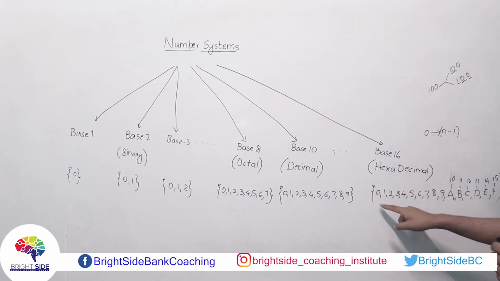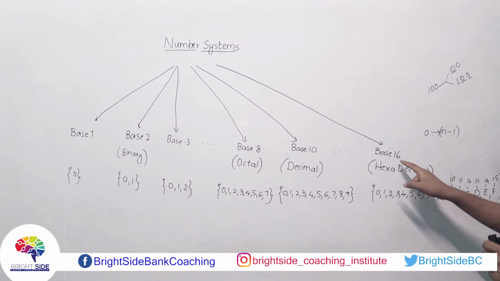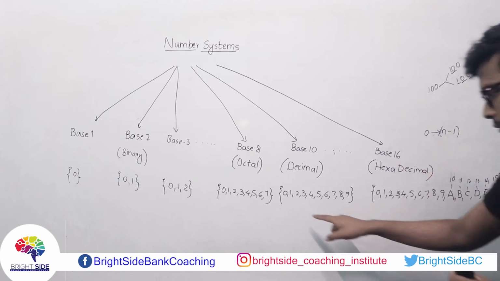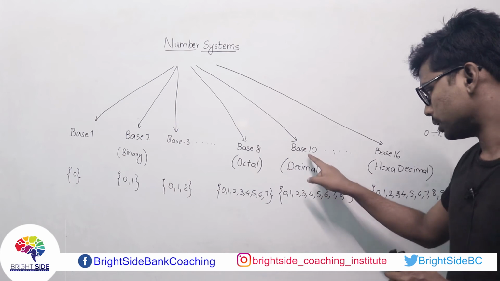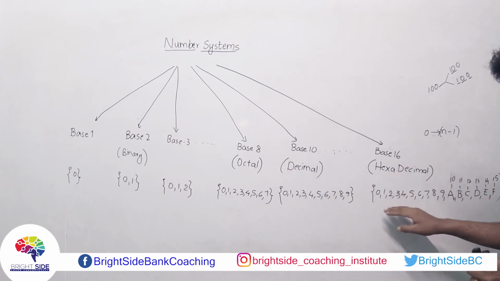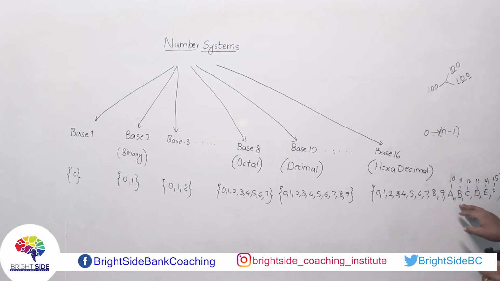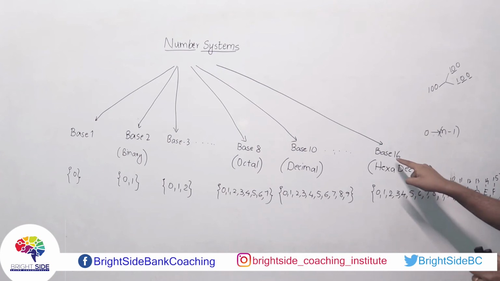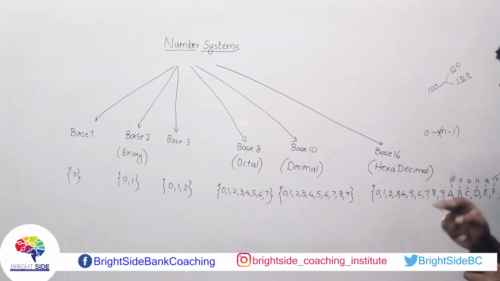Okay, so if you see any number here, that will be less than the base. Base number will give you the number of digits in the number system, and each element in the number system will be less than the base. Those are the two important points to consider regarding the number system.